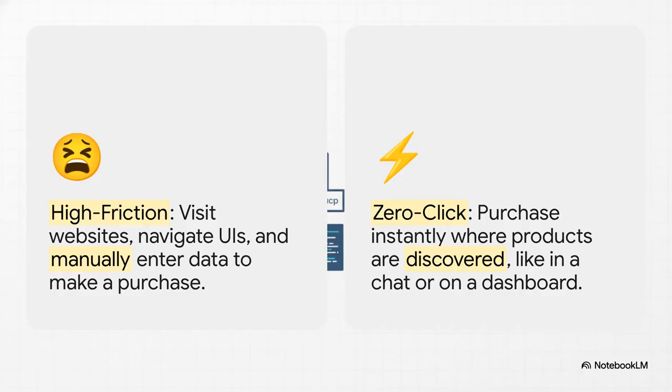So, on the left, you've got the world we all live in right now, high friction commerce. It's just a maze of browser tabs and endless clicks, right? But on the right, that's the future. That's zero-click commerce. This is a world where a product is bought the very moment it's discovered, maybe inside a chat with an AI or on your car's dashboard, without ever having to visit a single homepage. All that friction just disappears.